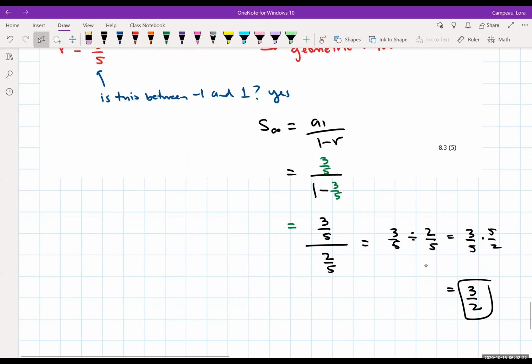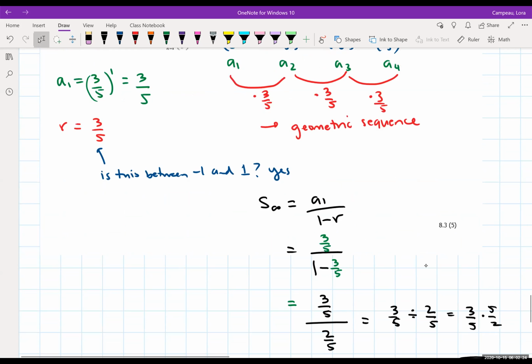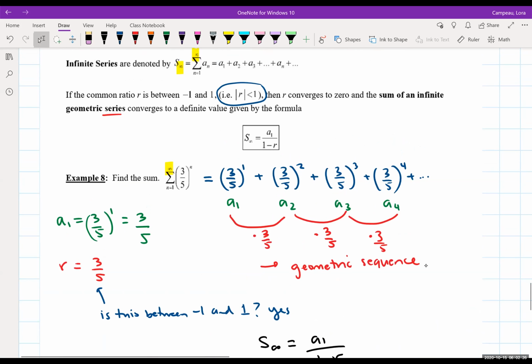So just a quick note, in this course, you don't really have to prove if anything is in between -1 and 1. Usually it'll be obvious to you. They'll ask you to use the formula. But I just wanted to give you a little preview of what you might see in a future math class.